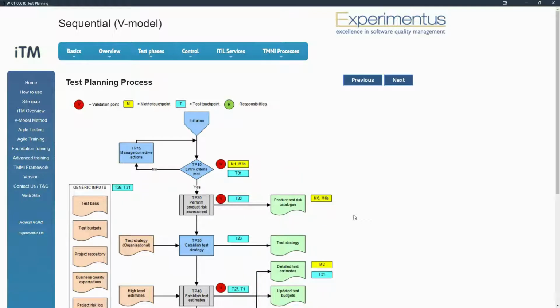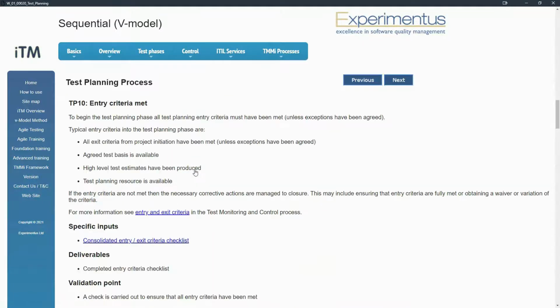Each of the elements of the diagram are linked to descriptive text, which explains how to carry out the relevant procedures. So, selecting TP10, entry criteria met, the explanation of this procedure is displayed, which in this case contains further links, including one to the entry-exit criteria checklist.